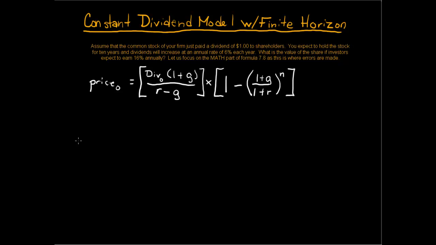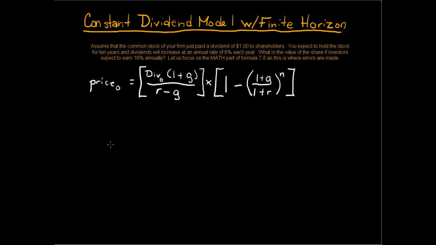Hello. We are going to look at how to do the math related to the constant dividend model with finite horizon. This is currently on page 189 and is formula 7.8. This is an area that students often find some errors in their math background. So what I want to do is spend a little time going through that. Now I've put up an example here.